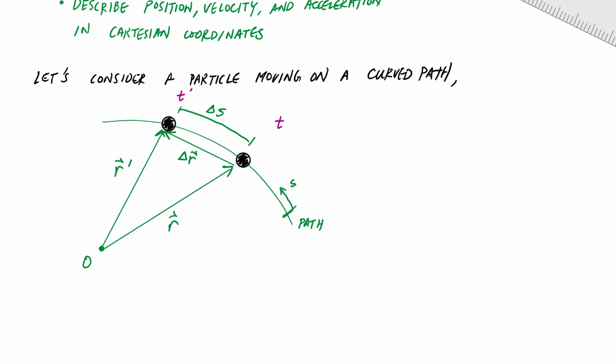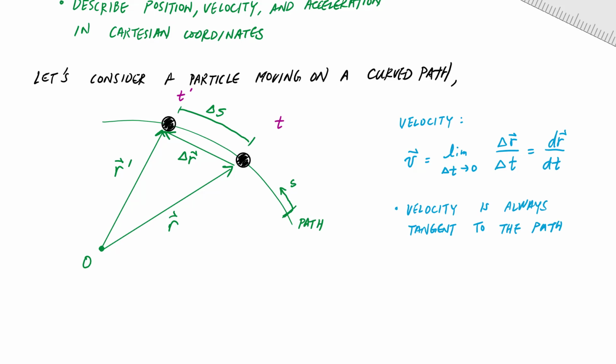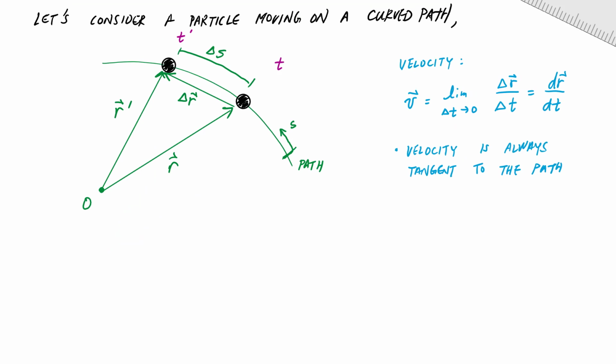And we can describe the instantaneous velocity as the limit as delta t goes to 0 of delta r over delta t, which just tells me that the velocity vector is dr/dt. The one thing I would hope you get out of the video is that the velocity is always tangent to the path.